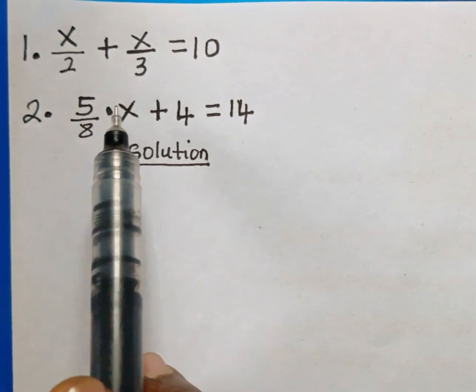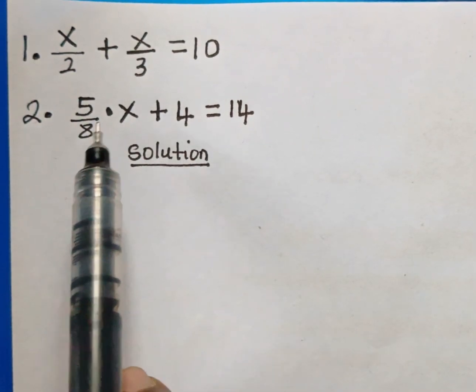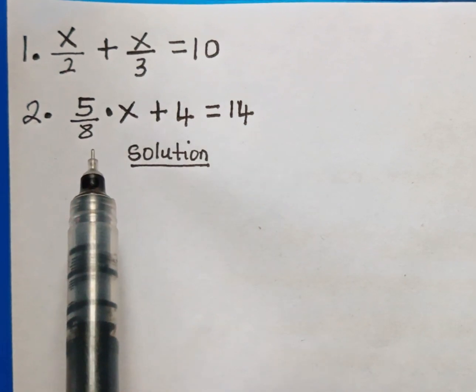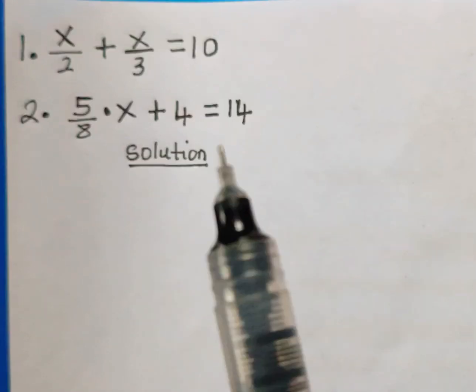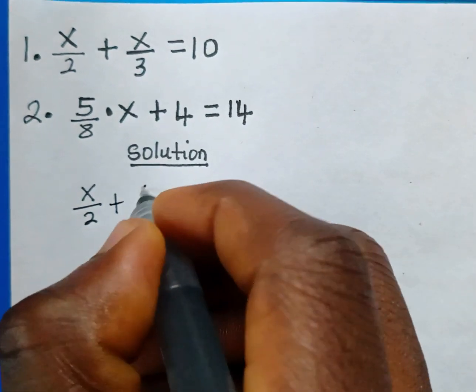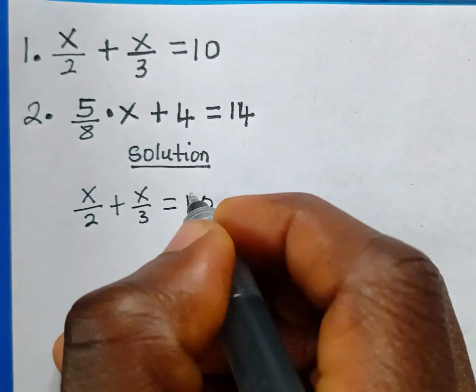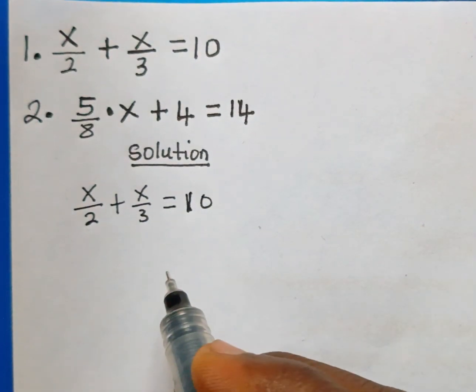Sometimes fractional equations are a big challenge for some students at grade level. So in today's tutorial, we're going to solve for the value of x from these two fractional equations. The first equation, we are given that x over 2 plus x over 3 is equal to 10. Then we are going to solve for the value of x that will satisfy this equation.